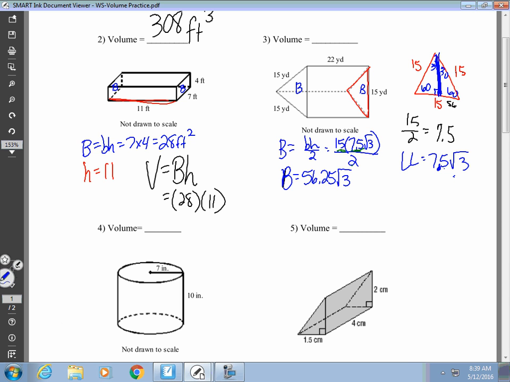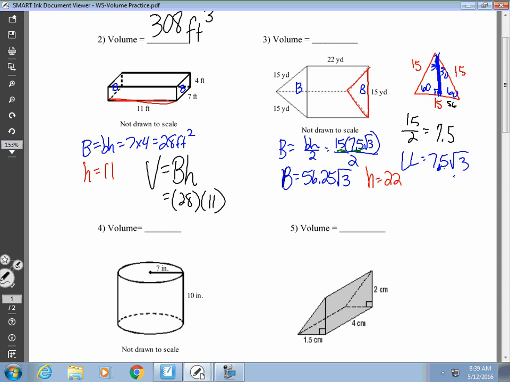Keep the radical 3 at the end. Just work. That's the base. That's the B. What's the H? The H is the 22. That's your distance between, right? All right, now we can do the volume.